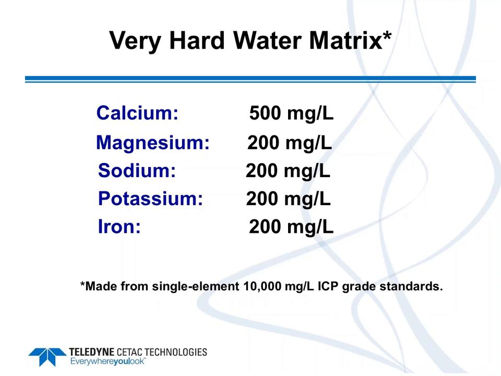Okay, so the recipe that was suggested for us to use for the very hard water matrix was quite fortified. 500 ppm or milligrams per liter in calcium, and 200 ppm or milligrams per liter each in magnesium, sodium, potassium, and iron. And these were all made from single element 10,000 ppm ICP grade standards. So this entire mixture then will compose our very hard water matrix.